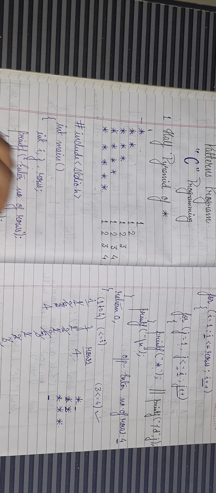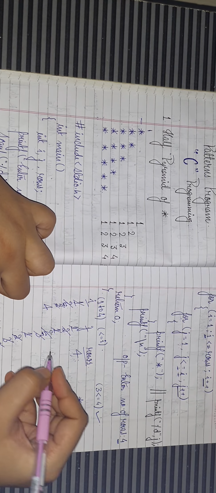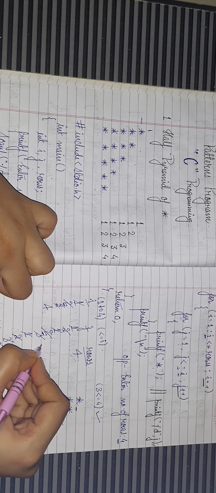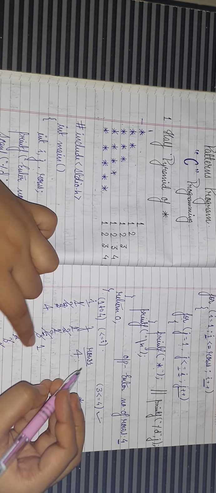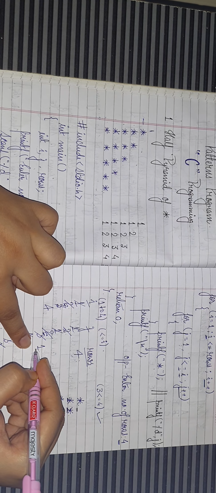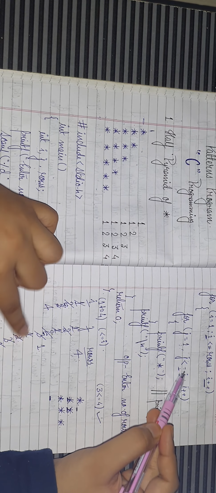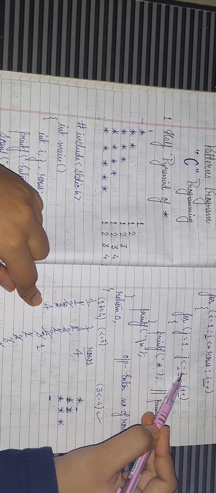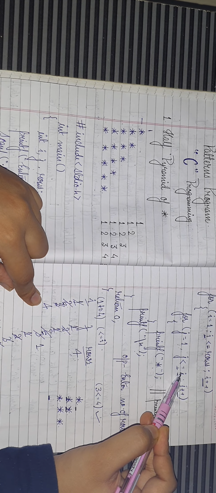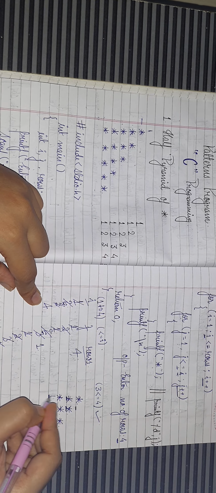So now j will become 1, right? Now I will write it here. I am continuing here. Now j is equal to 1, right? So is 1 less than or equal to 4? Yes, the condition is true. So it will print the star.